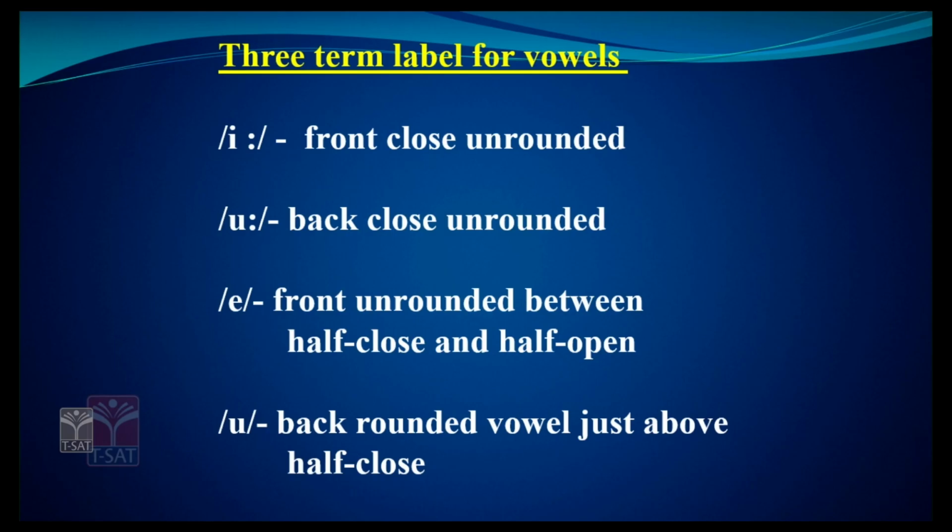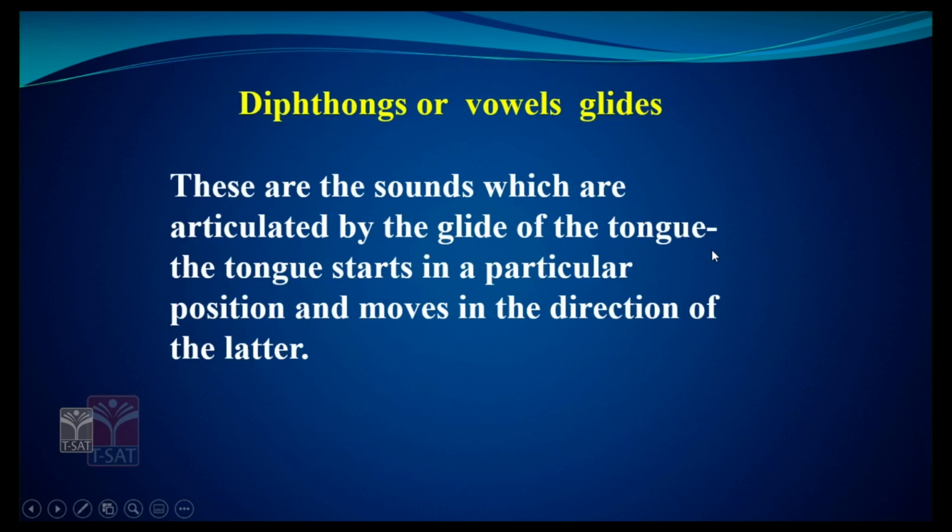We can give three-term labels for vowels, as the first is front close and unrounded, whereas the other is back close and rounded, and another is front unrounded between half close and half open, and another is a back rounded vowel just above half close. The other area in vowels is diphthongs, or vowel glides.